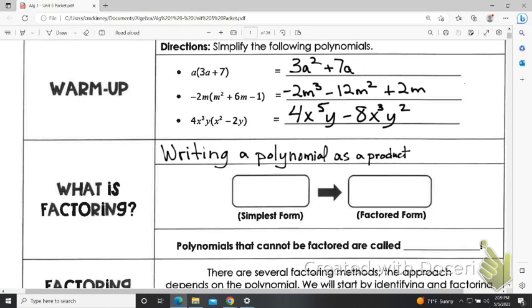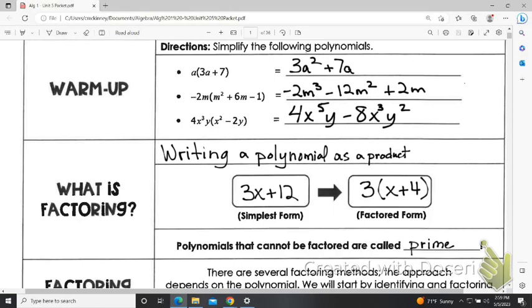So simplest form, for just a very simple example, would be something like 3x plus 12. Factored form would be with the 3 on the outside, and then x plus 4 inside parentheses. So we're writing it as a product of two things, a product of the 3 and the x plus 4. If something cannot be factored, we say that it is prime. Like prime numbers can't be factored into smaller numbers.